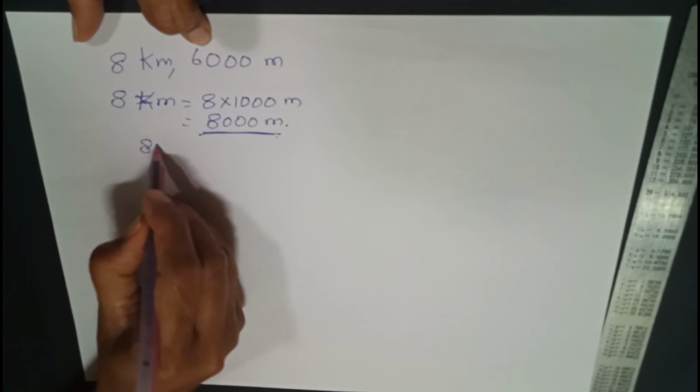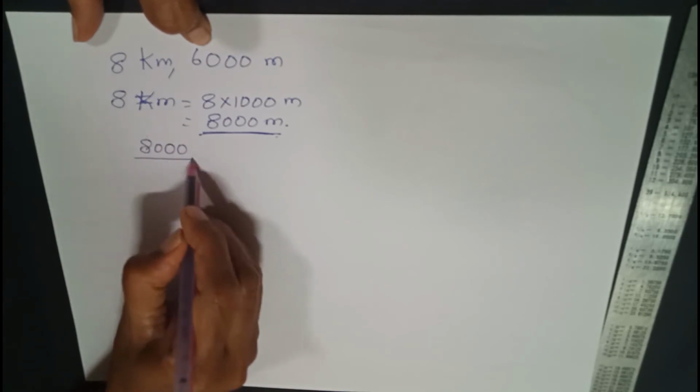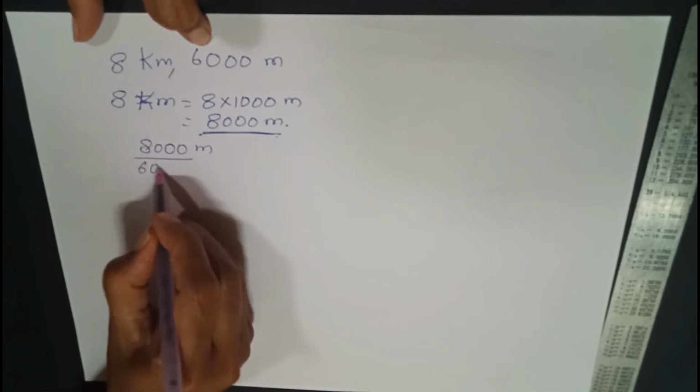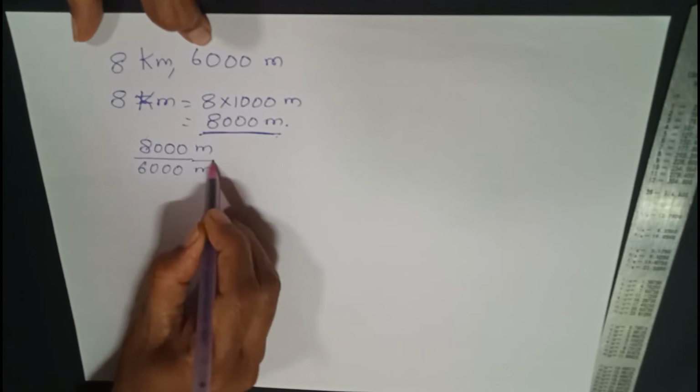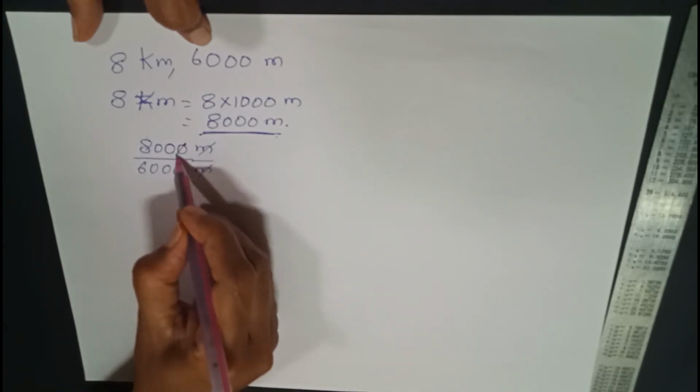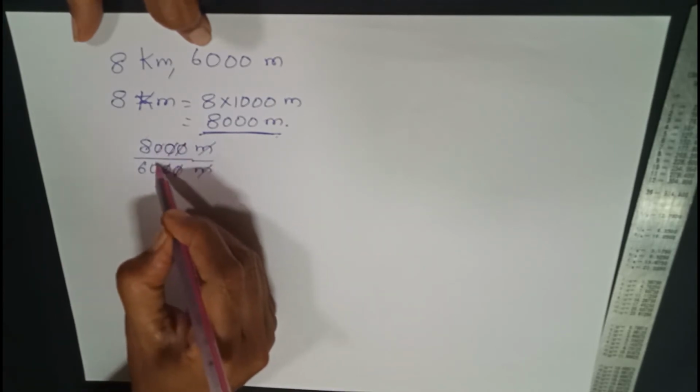Now I can find the ratio. 8,000 meters divided by 6,000 meters. So the meters will get cancelled. I can cancel all the zeros.